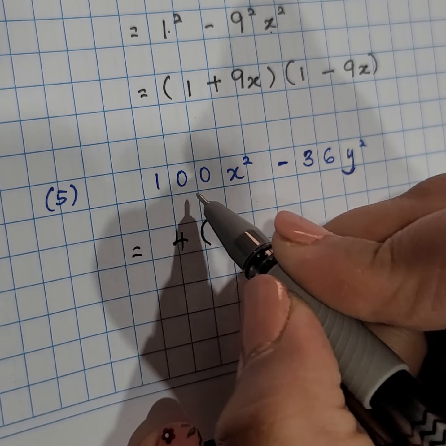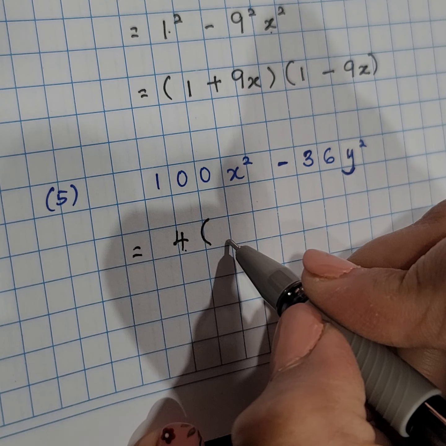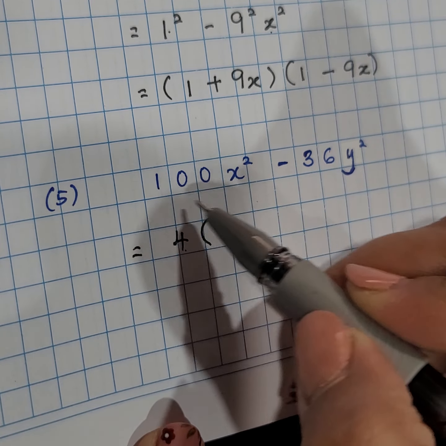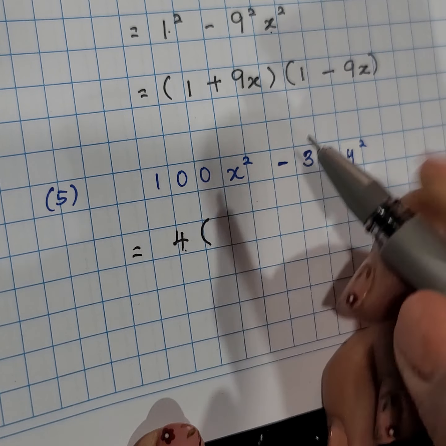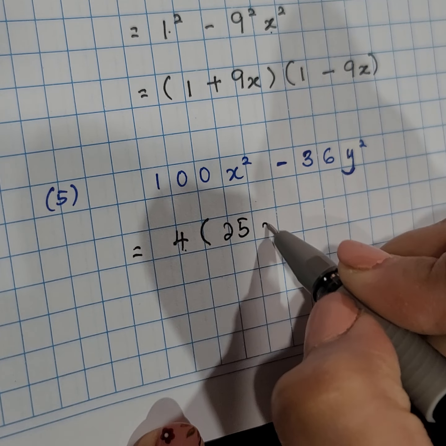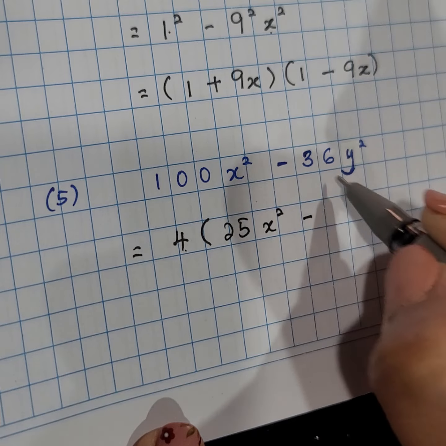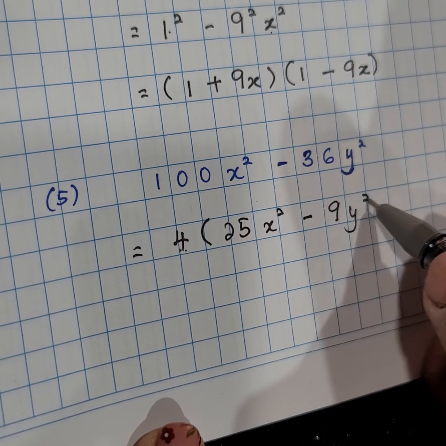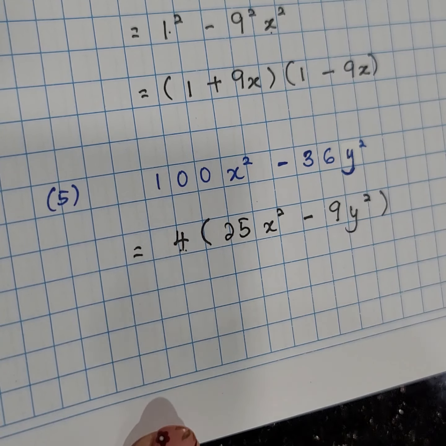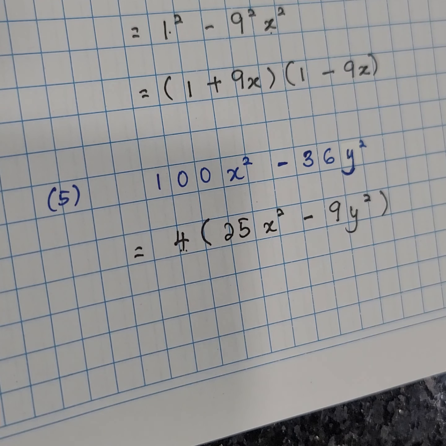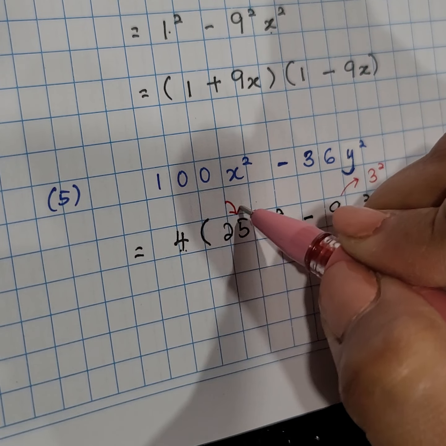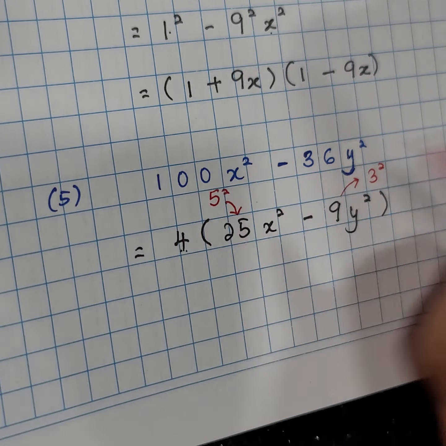And then we are going to factorize. So 4 times what will give you 100. Okay. 4 darab apa boleh dapat, kita boleh dapat 100. So 25. Okay. Then minus. So 4 times what gives you 36? 9. Okay. Now we think of the squares. So 9 can be changed to 3 square, and then 25 can be changed to 5 square.